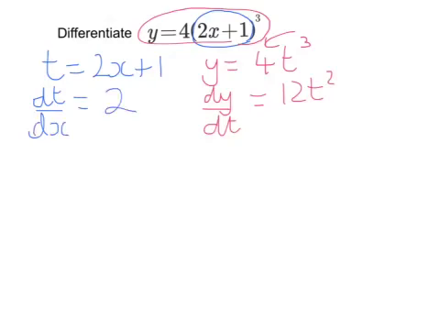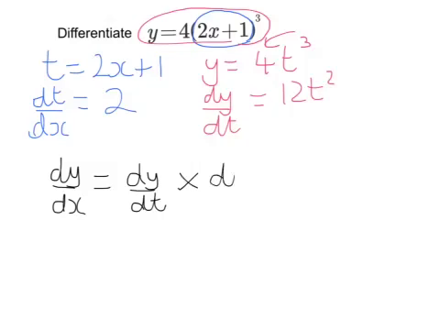Now, what am I going to do with those two things? I'm going to set up what's called the chain rule. Now watch this, this is the chain rule in action. dy by dx is dy by dt times dt by dx. It's not in a formula book. You're just going to have to know it and be able to use it.